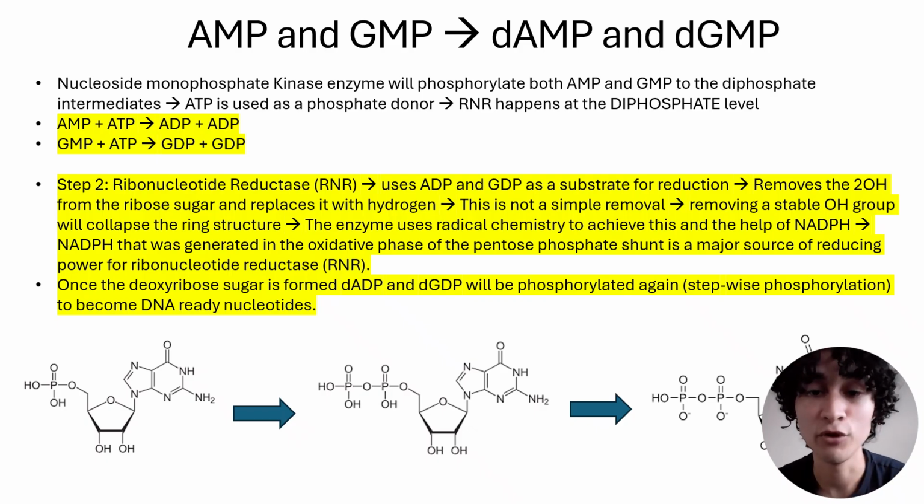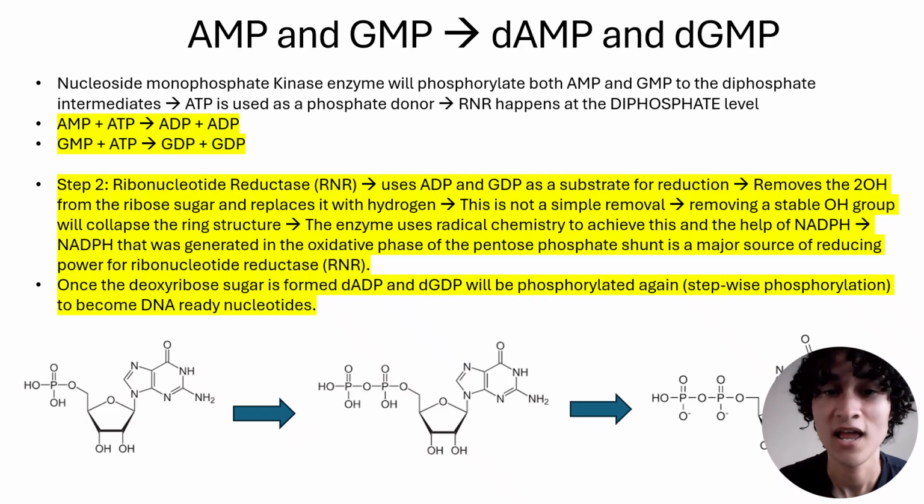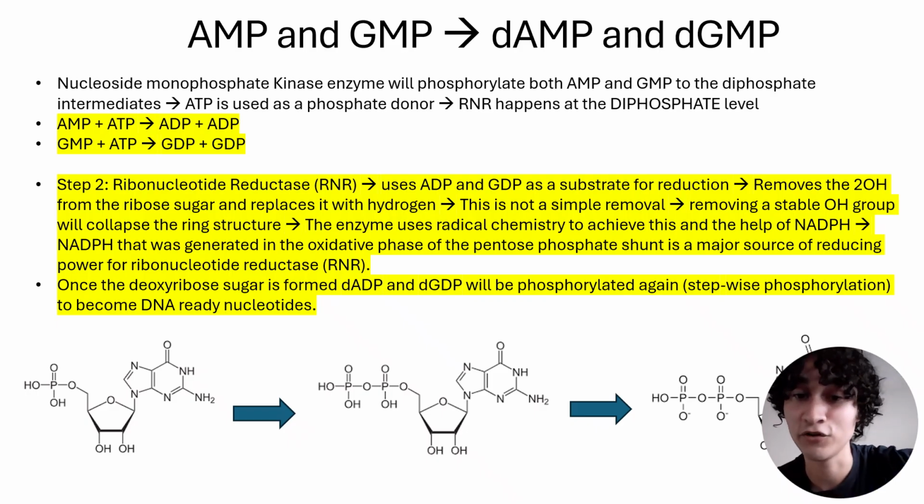But you can't just remove a hydroxyl group from a ribose sugar, because it will disrupt the whole structure. The ring will collapse, and it won't be good. You need to do it strategically, and this ribonucleotide reductase enzyme uses radical chemistry along with the help of NADPH, or reduced NADP, which we got earlier on in our pentose phosphate pathway.